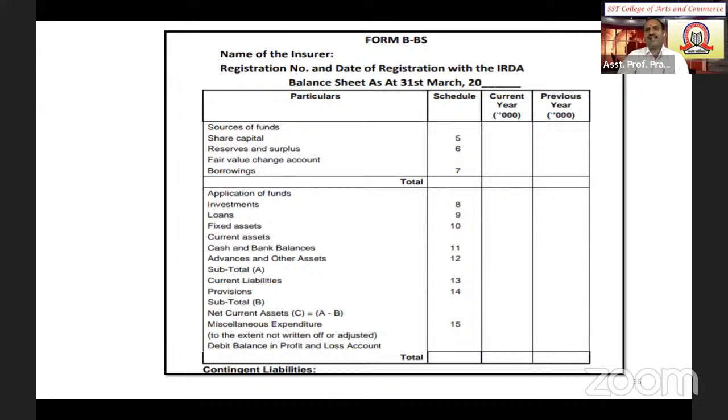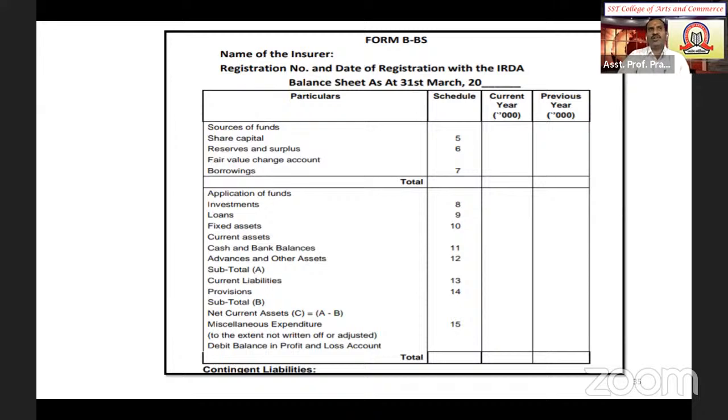So if you see the insurance company final accounts, a total of 15 schedules are there. An objective question will arise: how many schedules in insurance company final accounts? 15. Four for revenue accounts and the remaining 11 for the balance sheet. There are no schedules for profit and loss accounts under insurance companies.